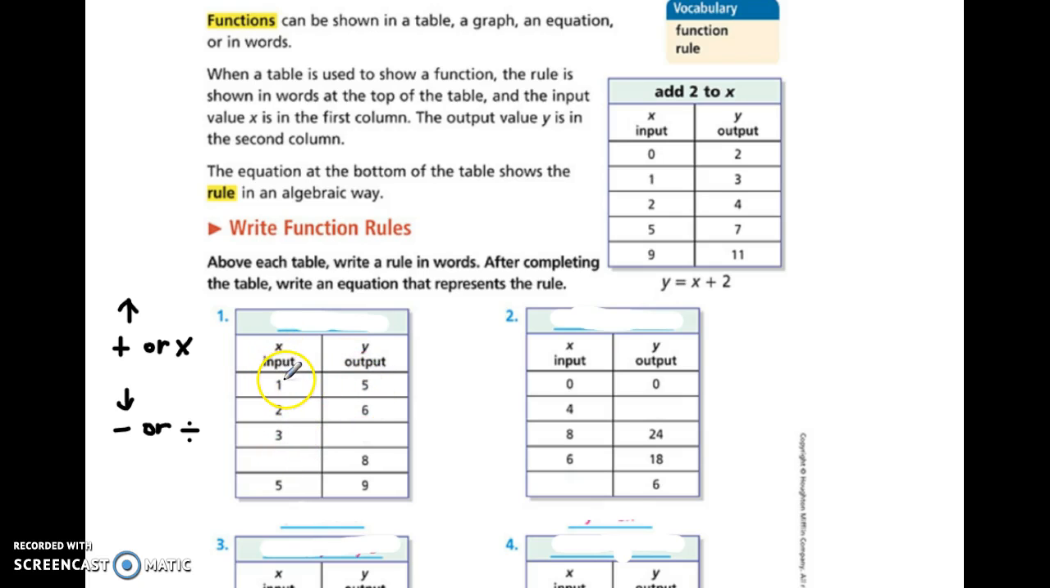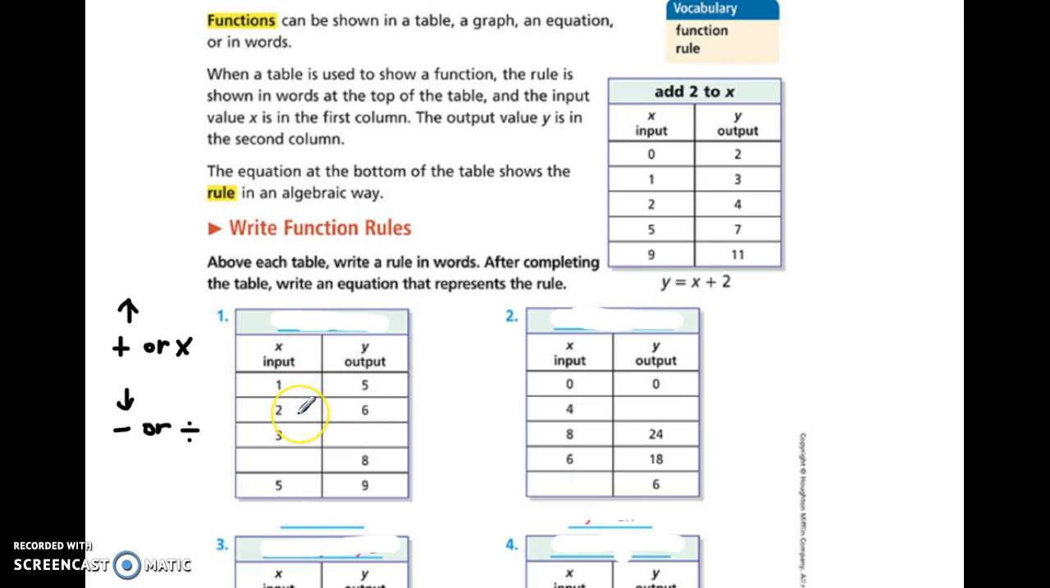So let's go ahead and look at this first one. It's going from 1 to 5. Is it going up or down? You're right, it's going up. So I have to think, how's it going up? There's a couple ways it could go up. I could add something. If I added something, I would have to add 4. 1 plus 4 equals 5. If I was going to multiply something, I'd have to multiply it by 5. 1 times 5 is 5.